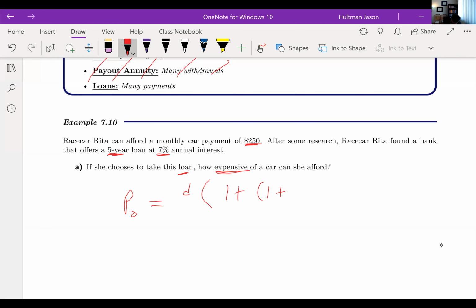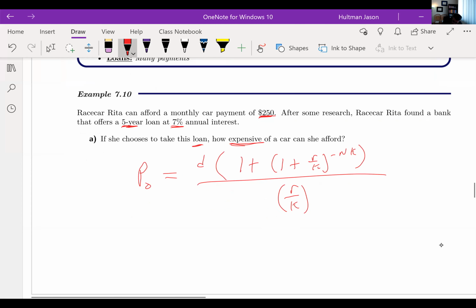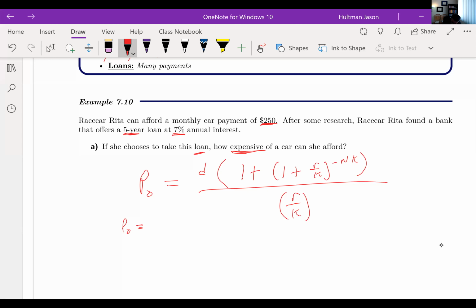Let's pull out the variables and identify the variables that we have and the ones that we're looking for. P naught is the present value of the loan. This is the loan amount. We don't know that. That's what we're looking for. D is the payments. What are the payments here? She can afford a car payment of $250 a month. So $250 a month.